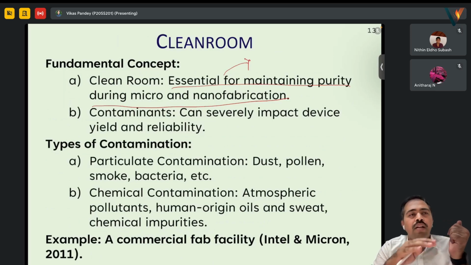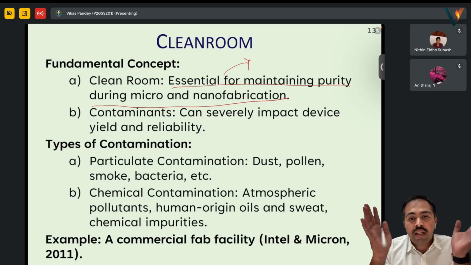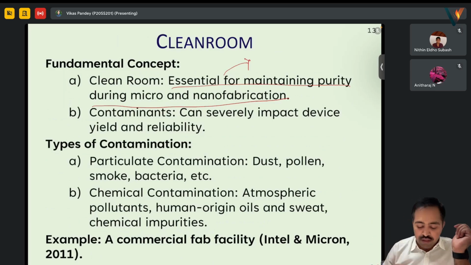Some standard clean rooms are even there in case of pharma companies. They also use clean room for their purpose. Okay, so what you have to take care is that in this whole process you have to take care that no dust, no pollen, no smoke, no bacteria.